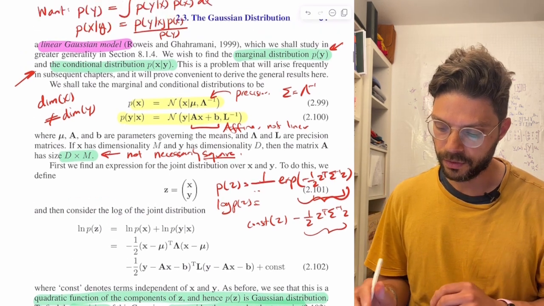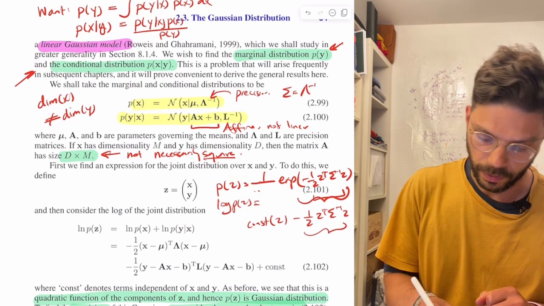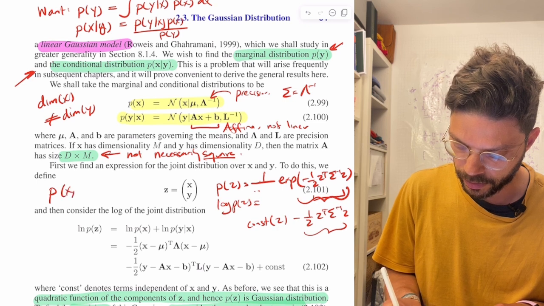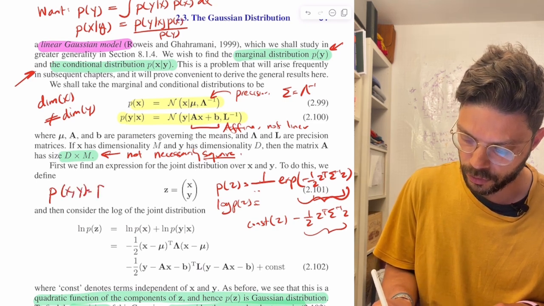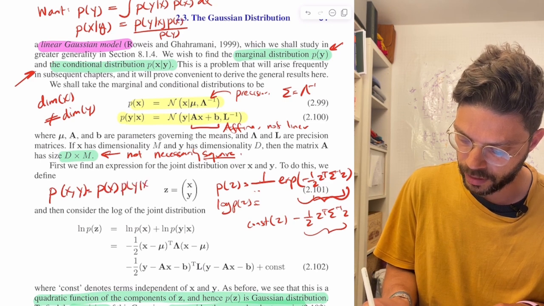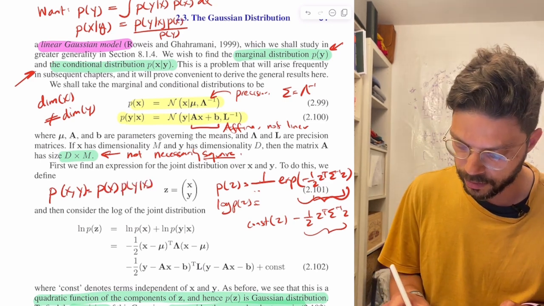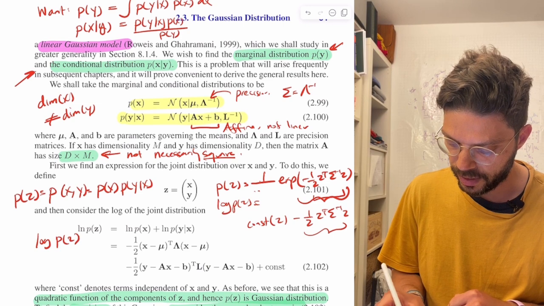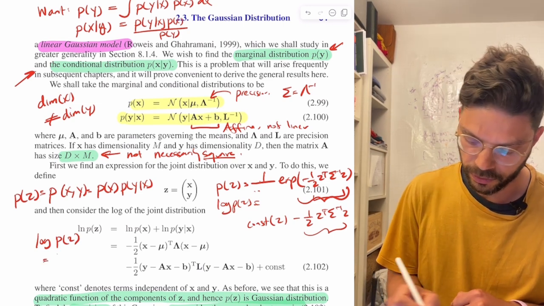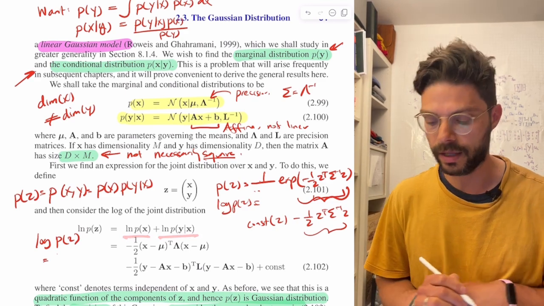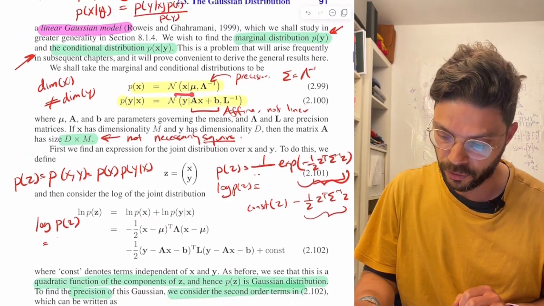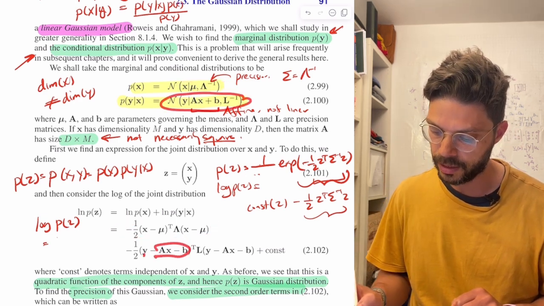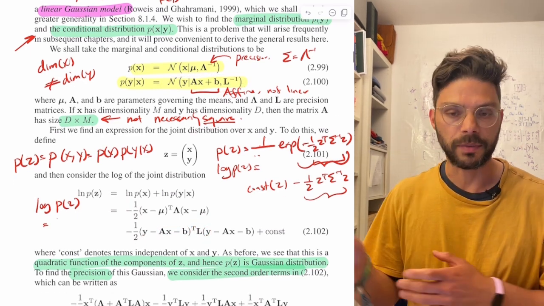So how are we going to do that? What is the joint distribution? The joint distribution p of z is going to be p of x times p of y given x. Then the log, p of z, is going to equal ln of p of x plus ln of p of y given x. We just literally write down the corresponding equations for this and for that. So you see y minus the mean times the precision, plus some constant terms that don't depend on x and y.